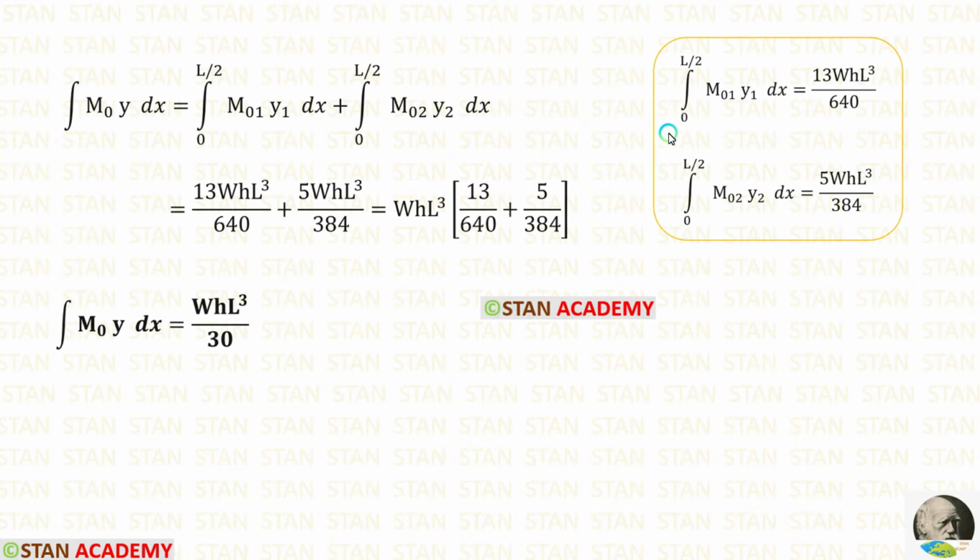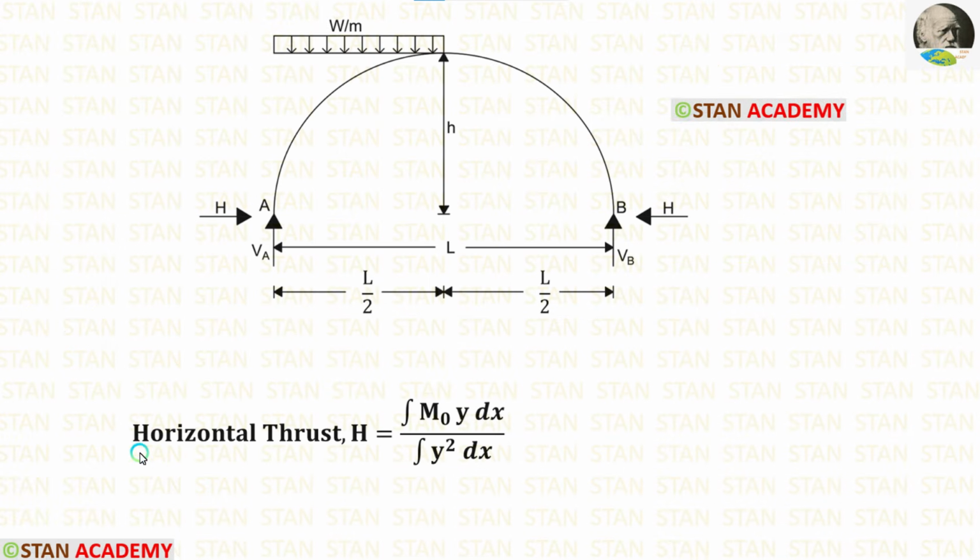Now let us apply the values of integration of m01 y1 and integration of m02 y2 in the integration of m0y formula. We can take wh L power 3 outside, then we can use the calculator and add the values. After adding the values, we are getting wh L power 3 by 30. In the horizontal thrust formula, we have calculated the numerator. Now let us calculate the denominator.